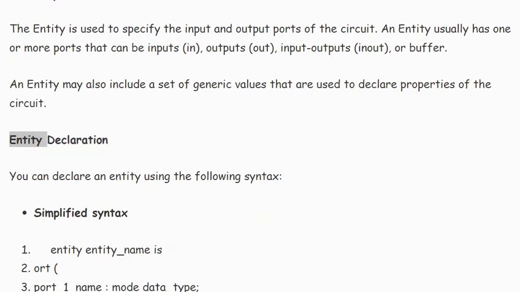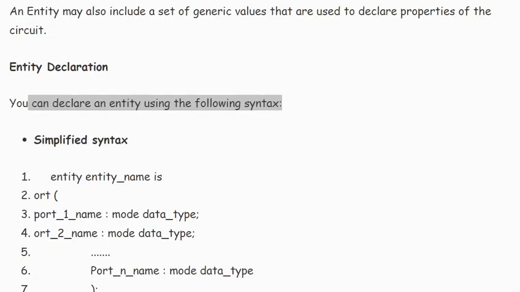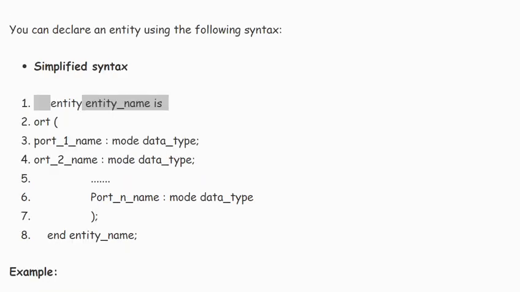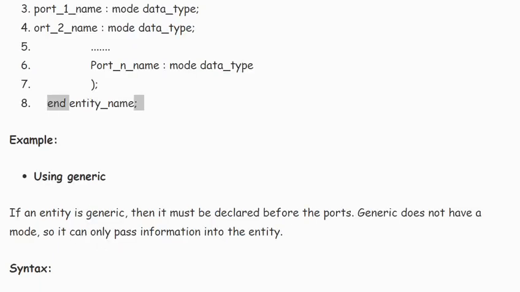Entity declaration. You can declare an entity using the following syntax. Simplified syntax. entity entity_name is port (port_one_name : mode data_type; port_two_name : mode data_type); and example.